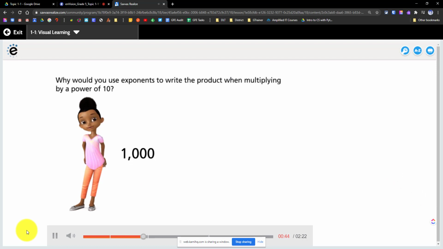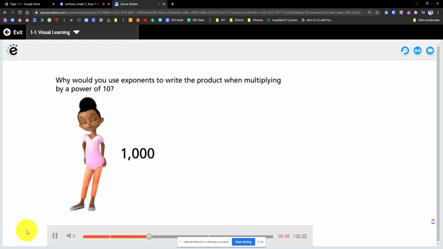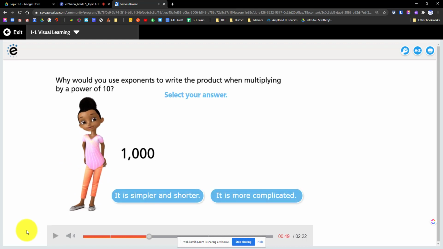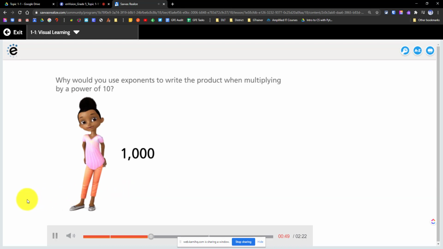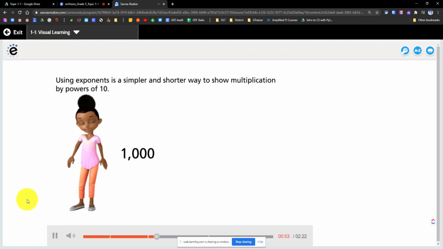Why would you use exponents to write the product when multiplying by a power of 10? Select your answer. Now I love this question because as a mathematician myself, I always want to try to make math simpler and shorter. It just doesn't make sense to make it more complicated, right? Using exponents is a simpler and shorter way to show multiplication by powers of 10.